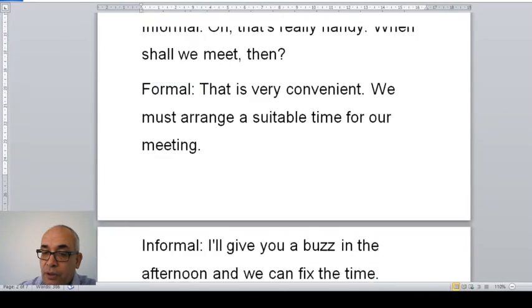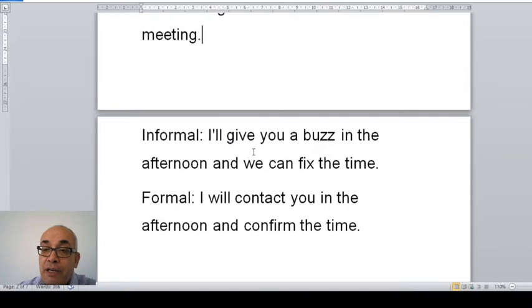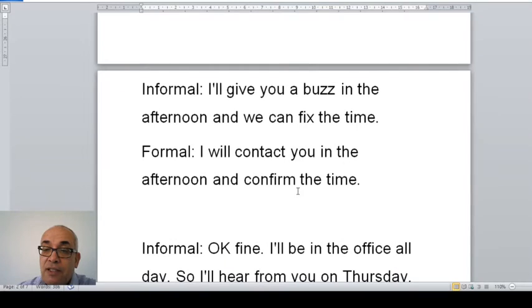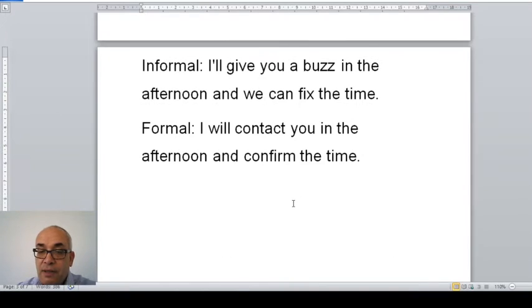So this is formal. I'll give you a buzz in the afternoon and we can fix the time. This is informal. I will contact you. This is formal. I'll give you a buzz is informal. I will contact you is formal. In the afternoon and confirm the time. We can fix the time is informal. We will confirm the time. This is formal English.